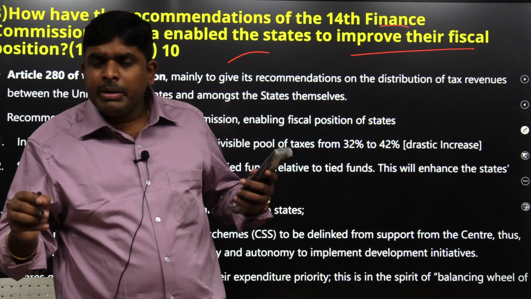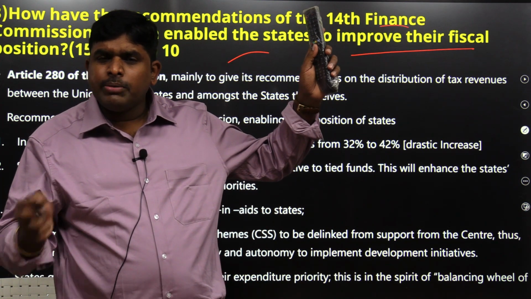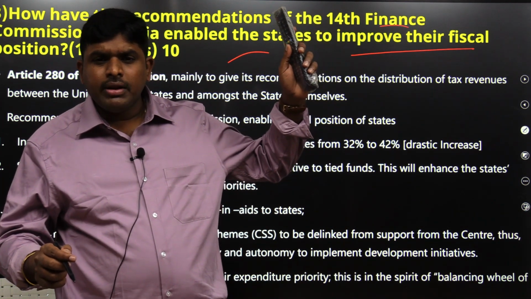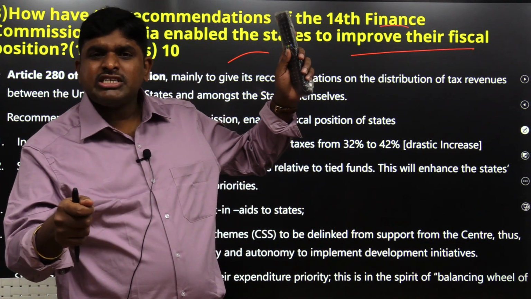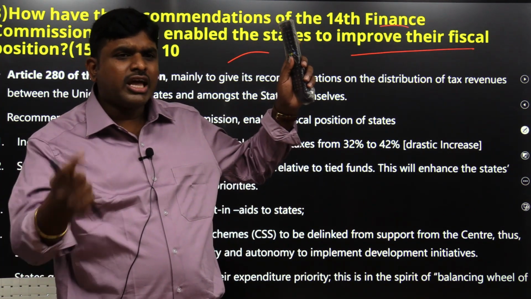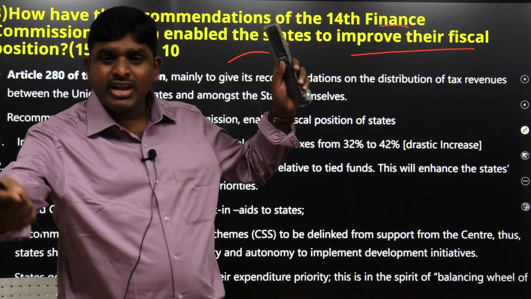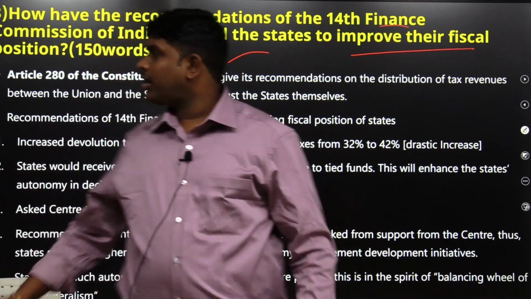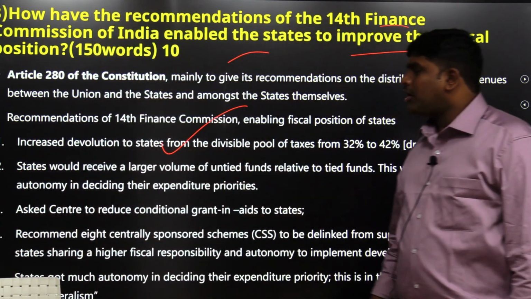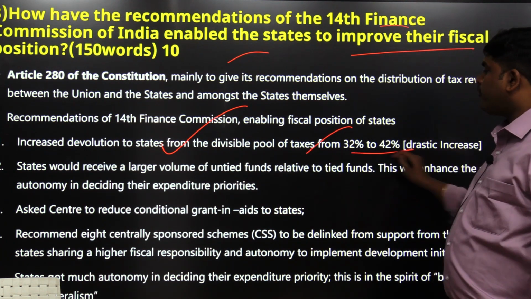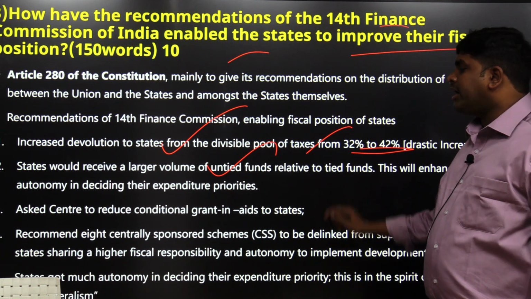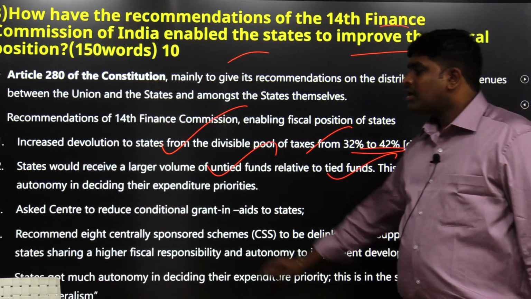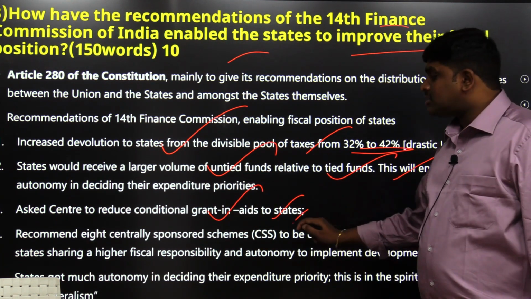Who is nearer to the people, the central government or the state government? The state government is very near to the people. When you give a free hand to the state government, they can make their own policies and their own development. Why? Because they are very near to the people. So hence, increased devolution to states from the divisible pool from 32% to 42%. States would receive a larger volume of untied funds relative to tied funds. The Center is to reduce conditional grants-in-aid to states.